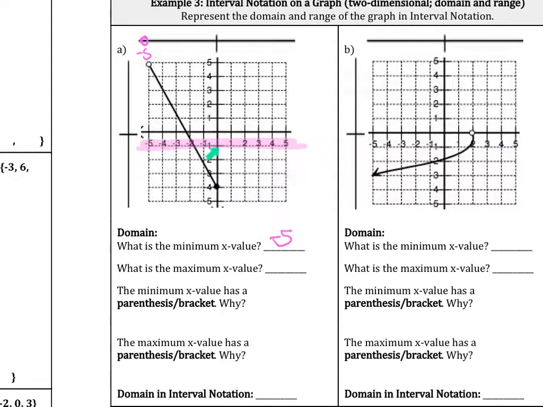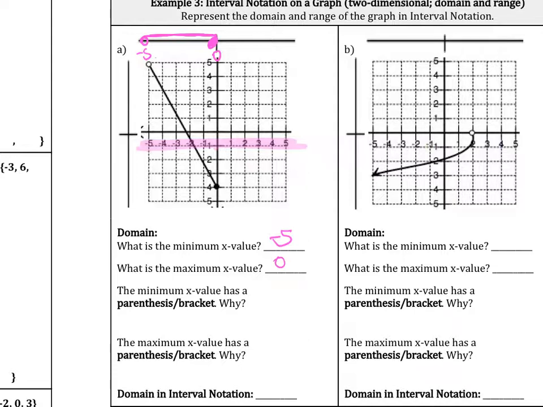Then we look at what's the highest it is. The highest it gets is here at 0, and it's a closed circle. So we put a closed circle at 0. So here is the interval of this graph in 1 dimension. So the maximum value is 0.